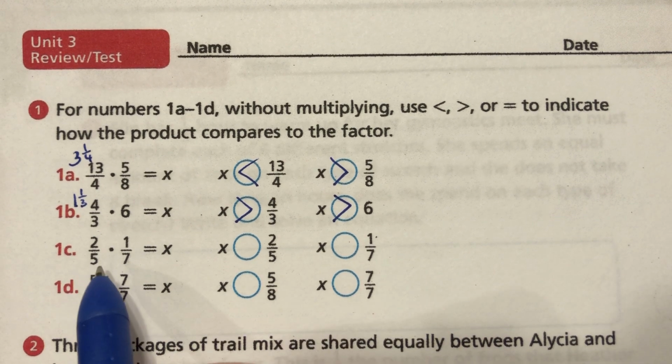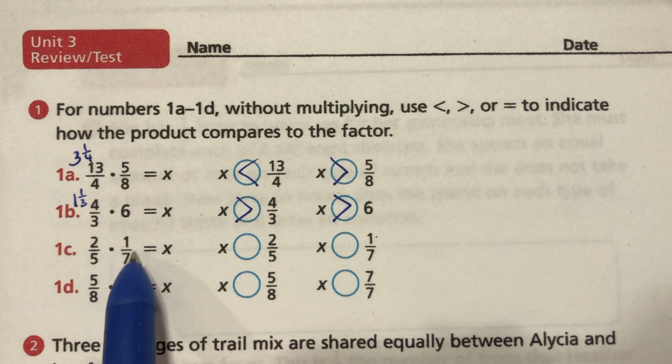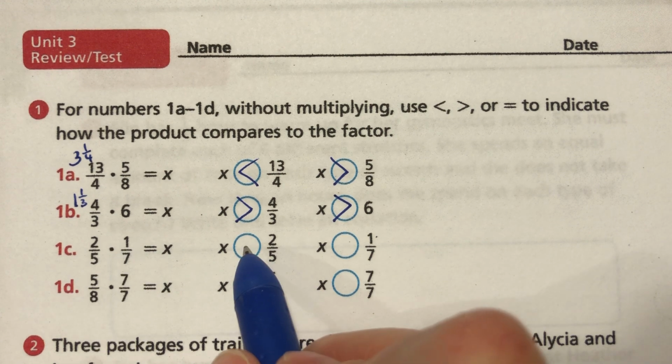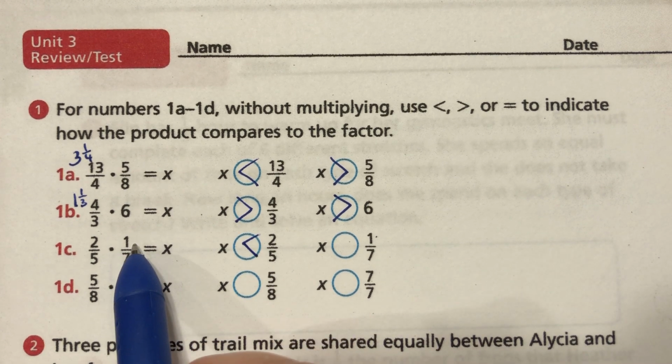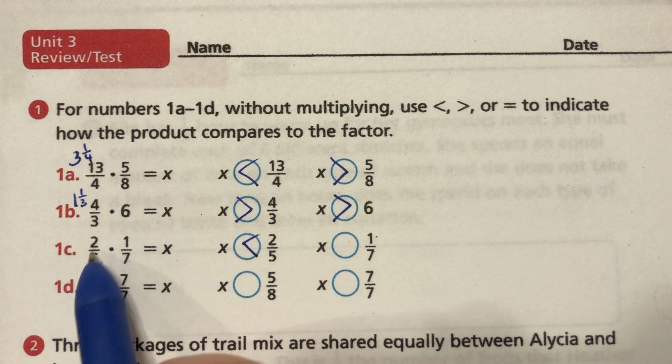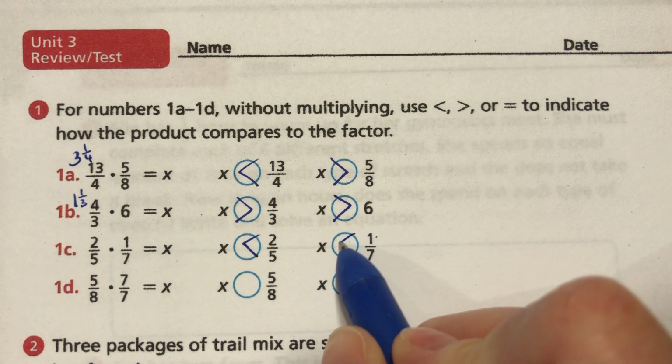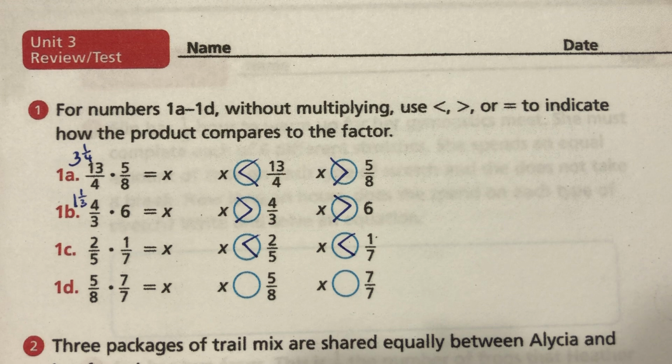All right, for 1C, when x is being compared to 2/5, 2/5 is being multiplied by a value less than 1. That means I have less than 1 2/5. So x is going to be less than 2/5. And we look at the 1/7. 1/7 is being multiplied by 2/5, and 2/5 is less than 1. So x is also going to be less than 1/7 as well.